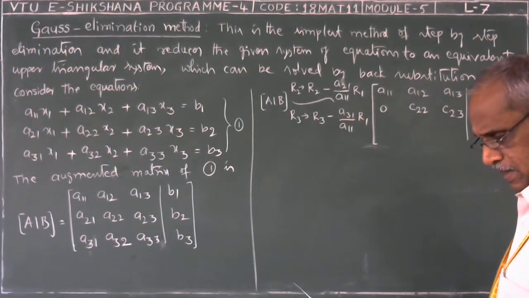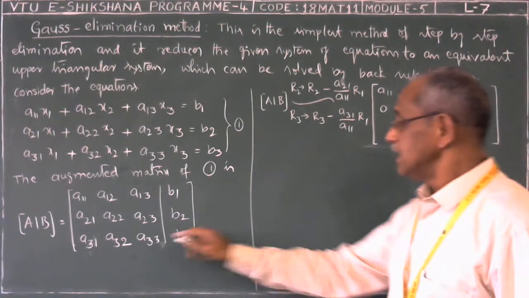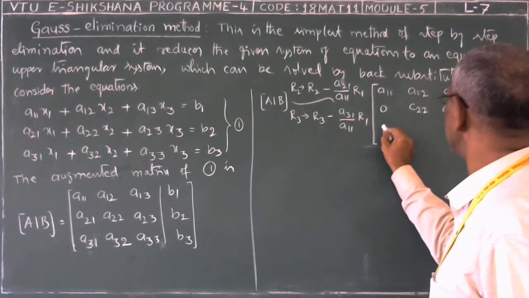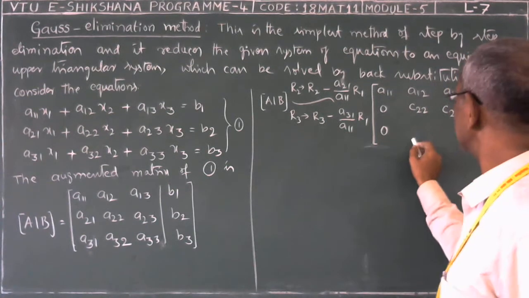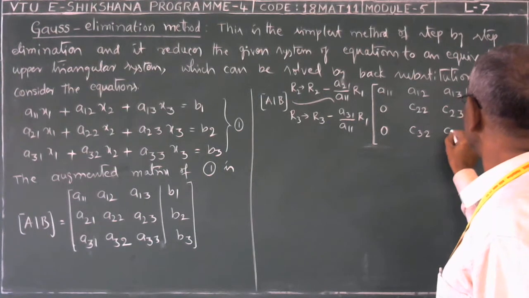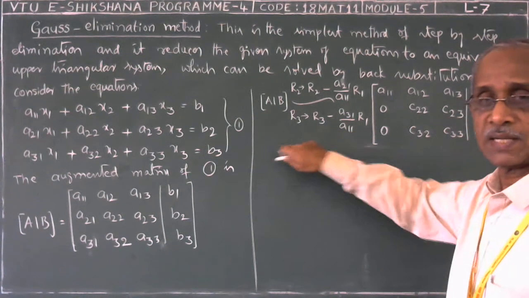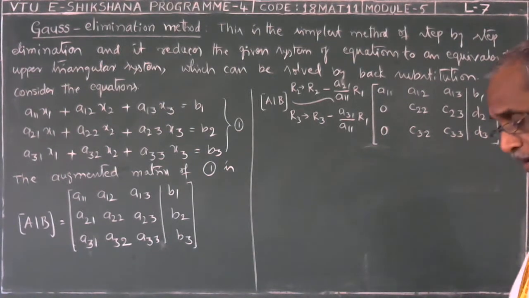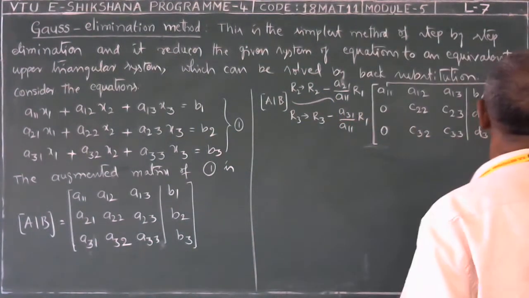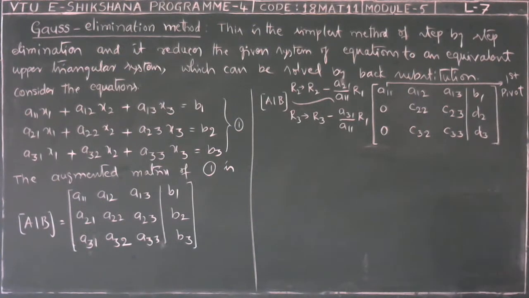Let us call this D2. Similarly, A31 minus A31 by A11 times A11, that gets cancelled. So this element is 0. With respect to this operation, let us consider the next element C32, and this element as C33, and this element as D3, coming out of this operation. Now this is called the first pivot. A11 is called the first pivot.